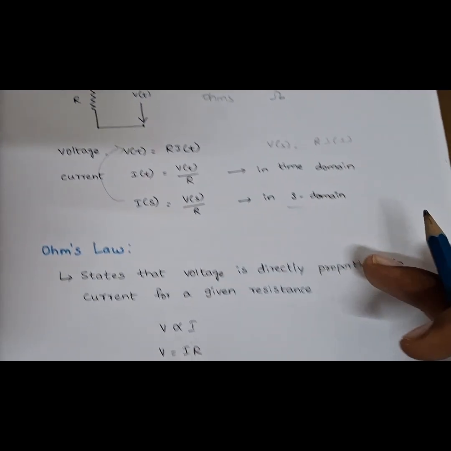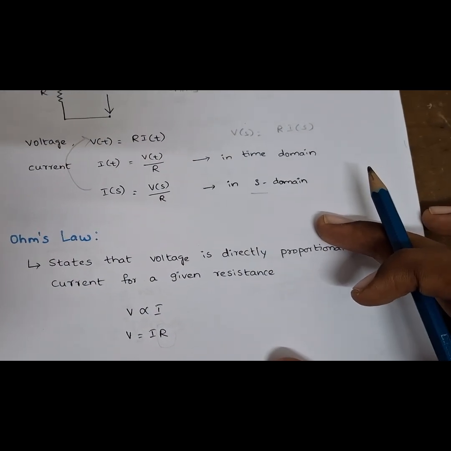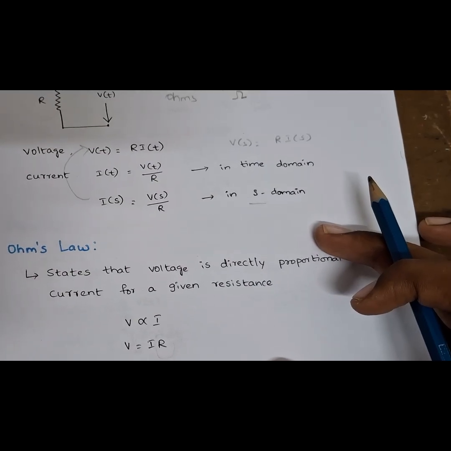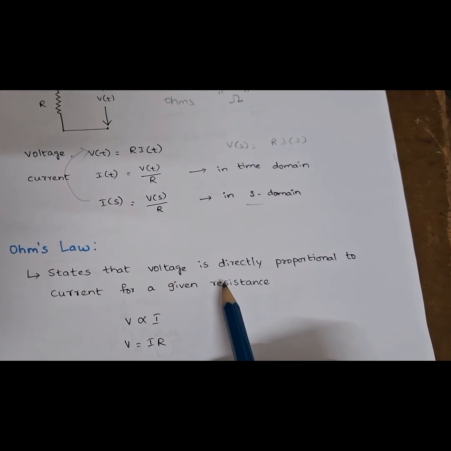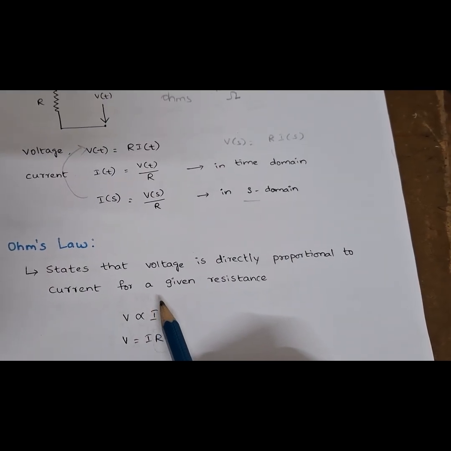And now next we are going to see the important law that a resistor follows, which is called Ohm's law. Ohm's law states that voltage is directly proportional to current for a given resistance. So V is directly proportional to I.